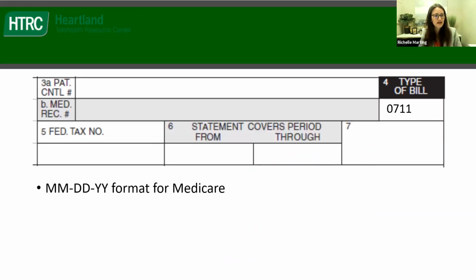Then we're going to go to the statement from and through date. For RHCs and FQHCs, typically those two dates are going to be the same because the encounter is starting and ending on the same calendar day usually. For Medicare, Medicare wants a 6-digit date format in both of those fields. We'll see in a little bit that Medicaid for some of the states allows either 6 or 8. Since they allow both, it may make sense to just always put the 6-digit date format so that you're complying with both Medicare and Medicaid rules on the date format here.